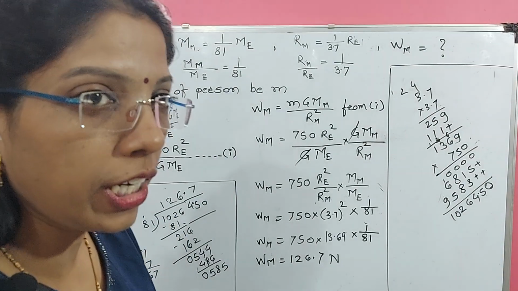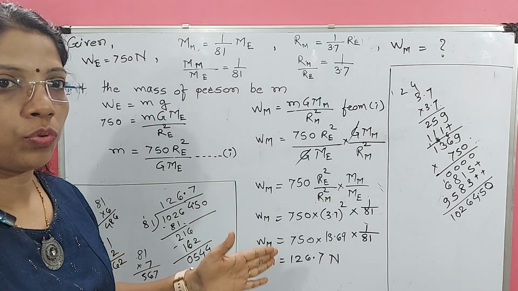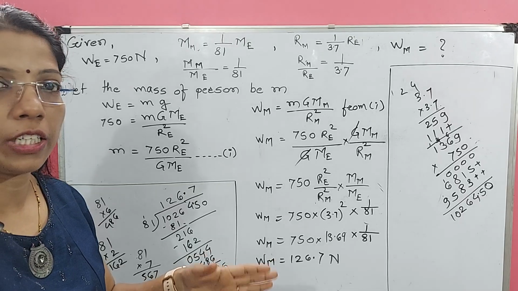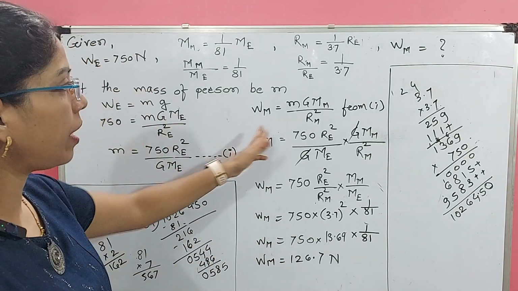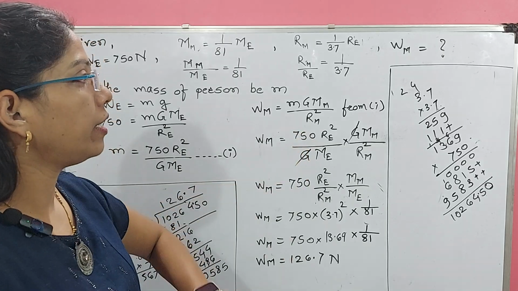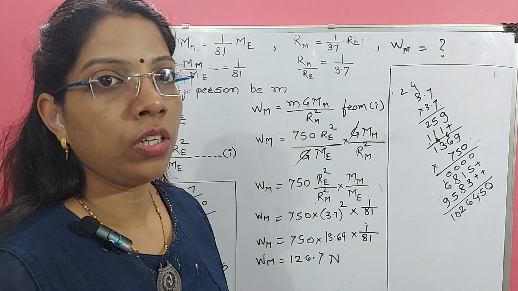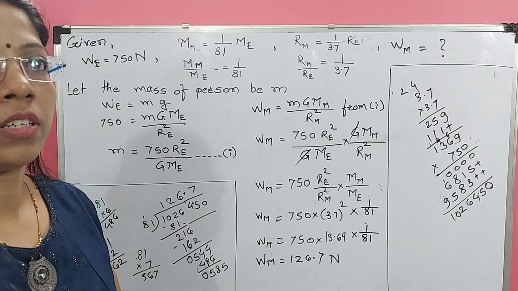So we have to consider here the same thing: mass of the object or person remains the same from one planet to another planet. As we go from one planet to another, mass remains the same, and we can use the same mass value here, and thereby calculate the weight of the person on the moon. So this is about the numerical given in your text.